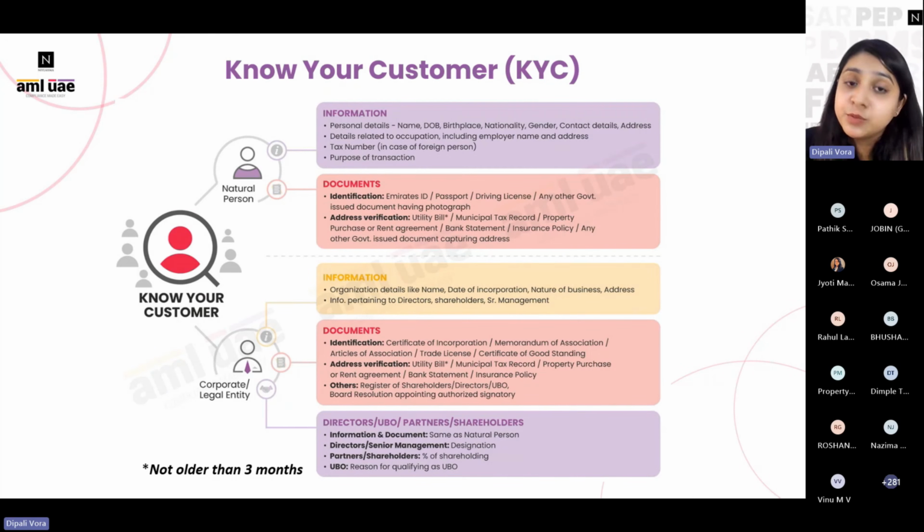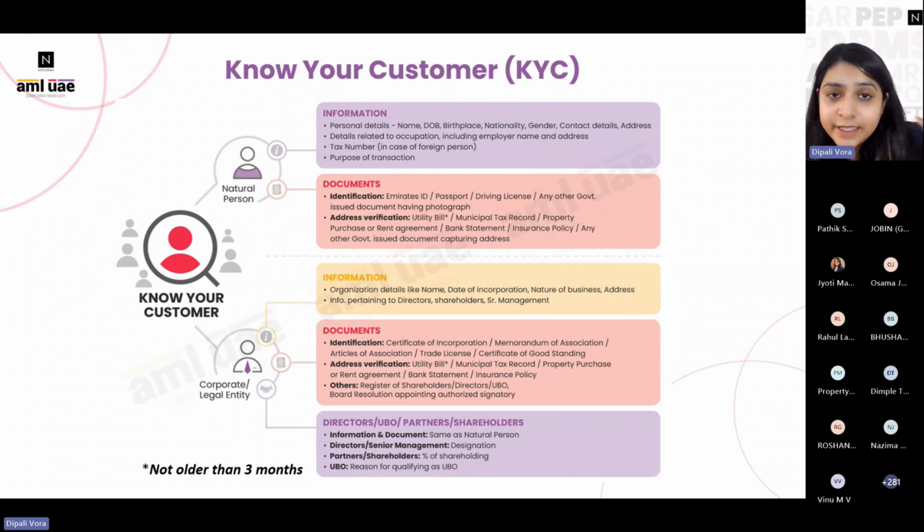Address verification would be the same as above, as we discussed for a natural person: utility bill, municipal tax record, property purchase or rent agreement, or bank statement would work. Now, since we have got the information of the ultimate beneficial owner from the MOA and AOA, we are also required to do the KYC of the ultimate beneficial owners or directors or UBOs. In case there is a company which is a subsidiary of a holding company situated in some other country, the authorized representative in that company, that person's KYC should also be done.